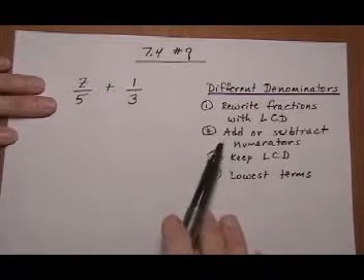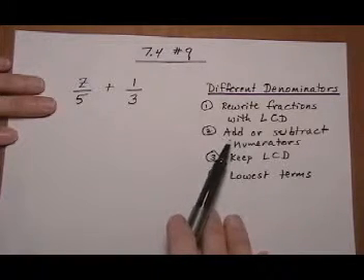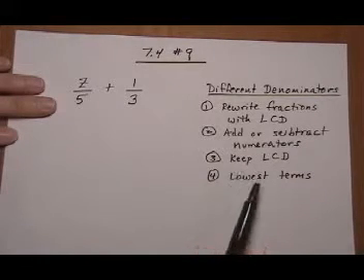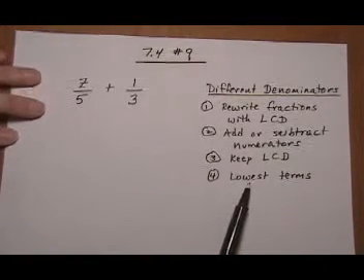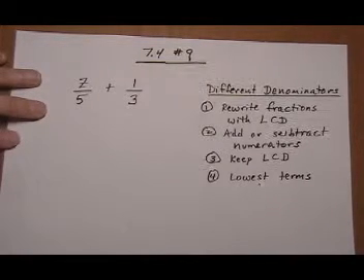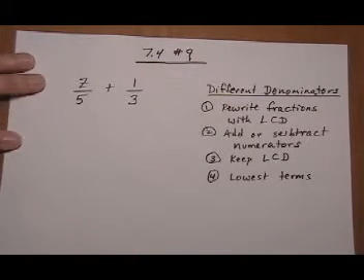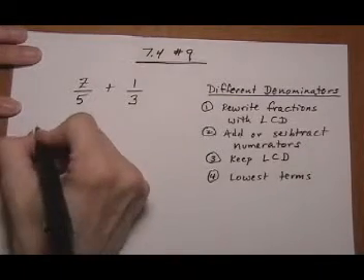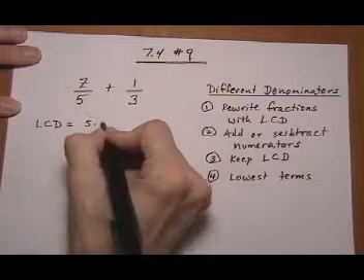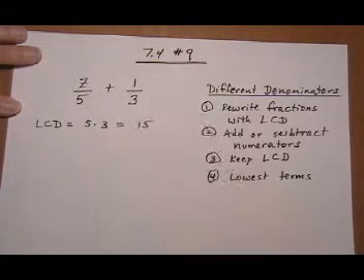And then after that we go right to the same steps we did in the previous video clip. We add or subtract the numerators, keep the common denominator, and put the final answer in lowest terms. Lowest terms again can mean factor and cancel. So first we've got to think about the LCD. For this problem, the LCD is going to be 5 times 3 or 15.